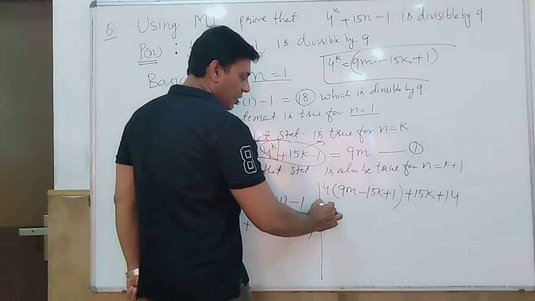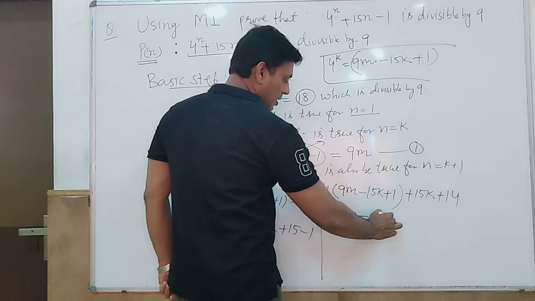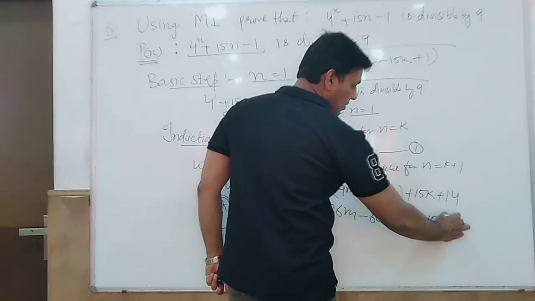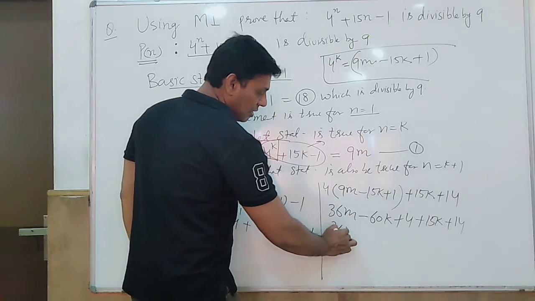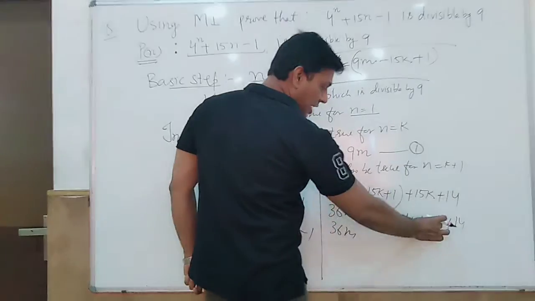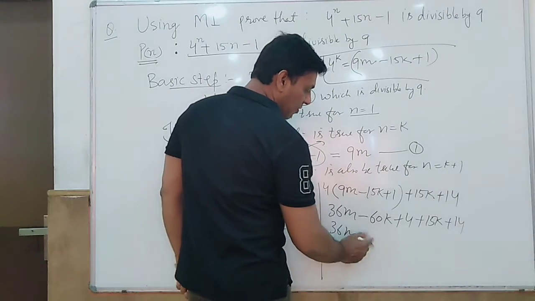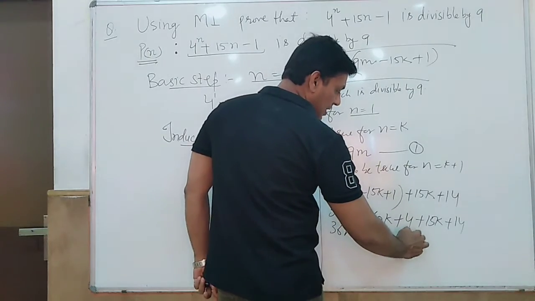Now simplify, 4 9s are 36m, minus 60k plus 4 plus 15k plus 14. So now 36m, now collect k terms, minus 60k plus 15k, that is minus 45k, and 4 plus 14, that is 18.